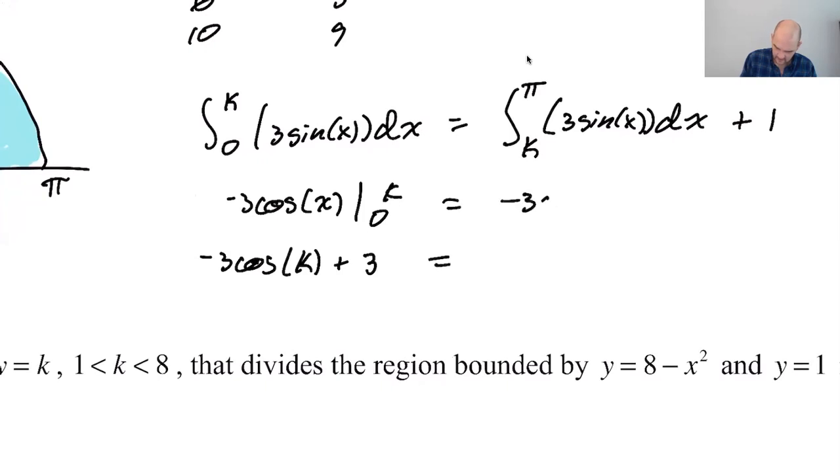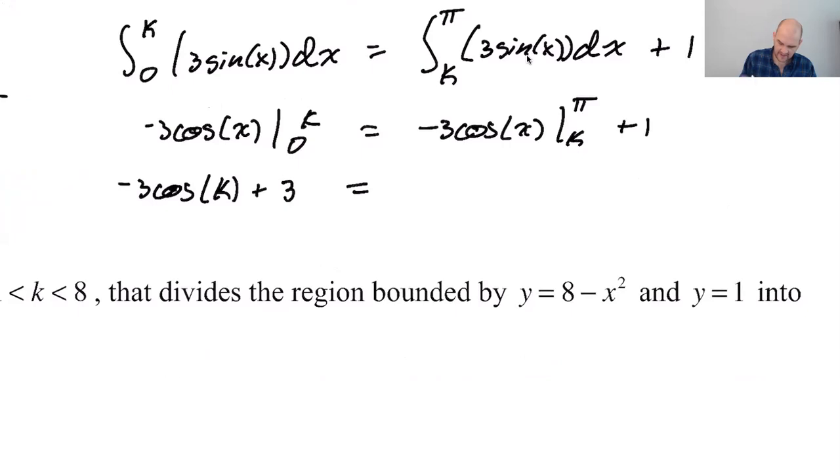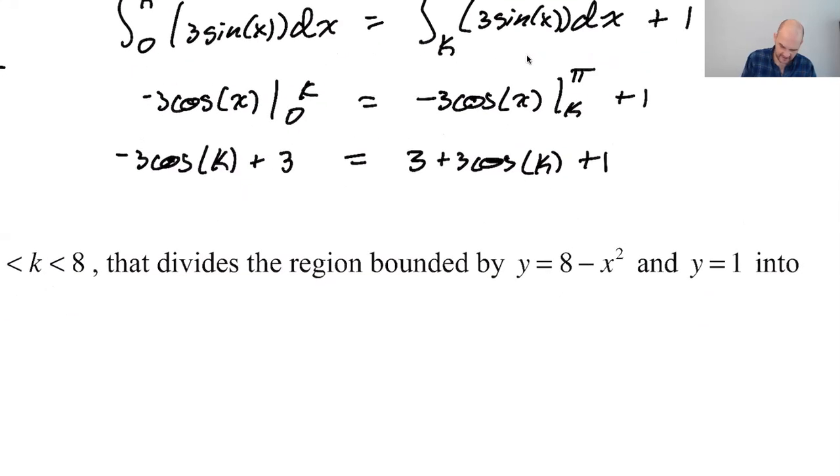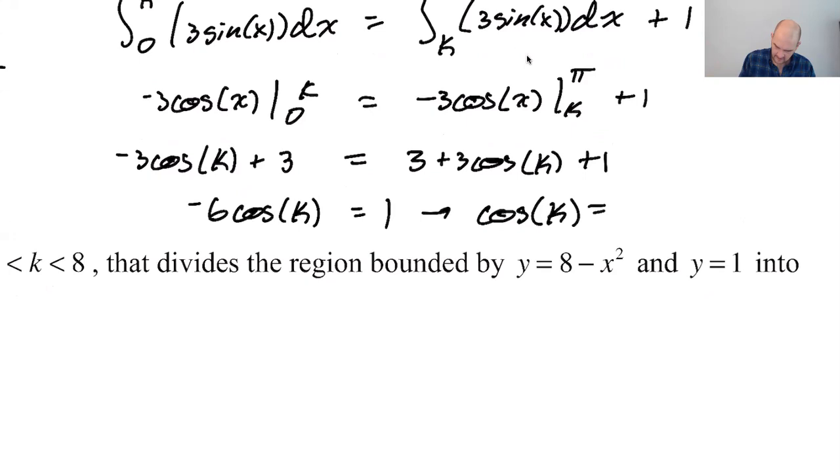And then -3 cosine of x from k to pi, and then we'll add 1 at the end. Okay, so the cosine of pi is -1, so -3 times -1 is 3, and then minus -3, so plus 3 cosine of k plus 1. So I end up here with -6 cosine of k equals, so I'm going to bring everything constant to the right-hand side, so subtract 3, so equals just 1. Which means that the cosine of k is -1/6.